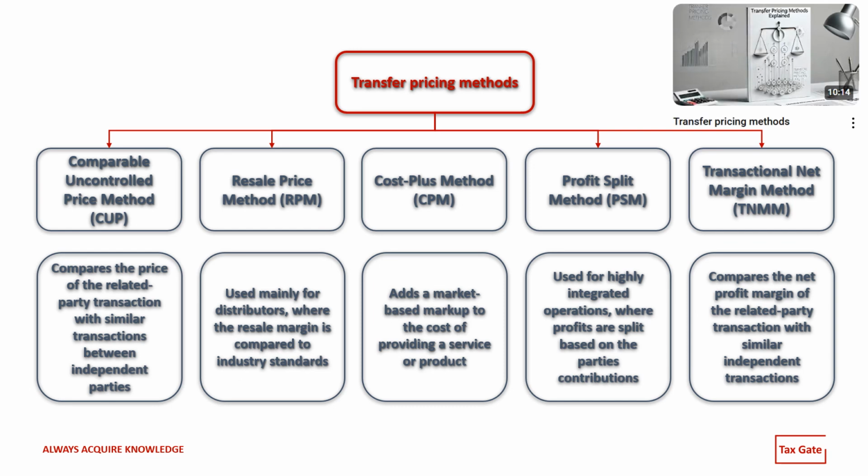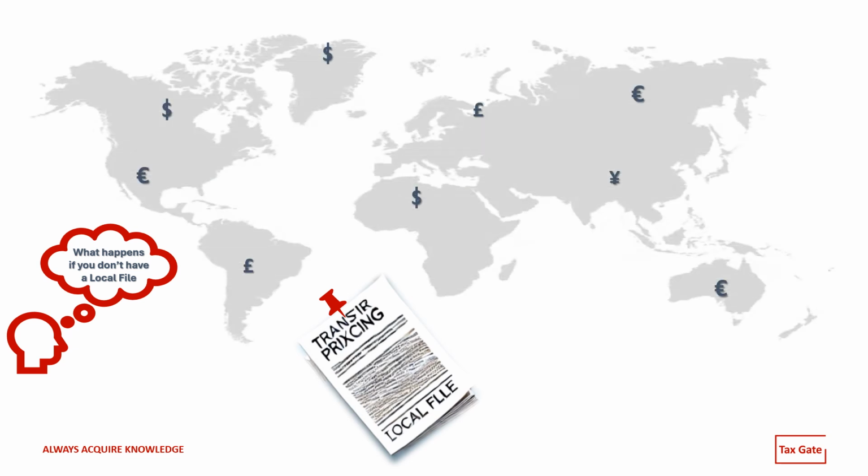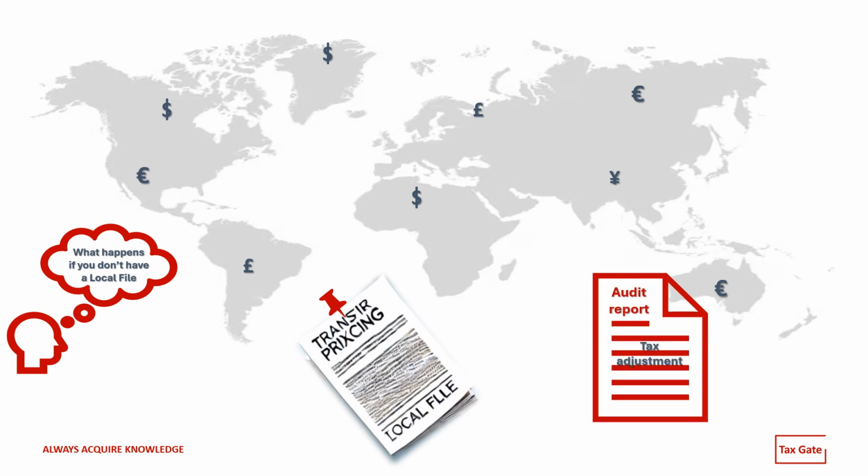Well, so, what happens if you don't have a local file? Here we would highlight that many countries have specific thresholds for local file requirements, so it's crucial to stay updated on your local regulations just to avoid the following issues. Tax adjustments. Tax authorities can adjust your transaction prices, leading to higher tax liabilities. Penalties and fines. Some countries impose significant fines for non-compliance. Reputational risk. Transfer pricing disputes can attract negative business attention and damage investor confidence. A well-prepared local file equals less risk, more compliance, and smoother tax audits.